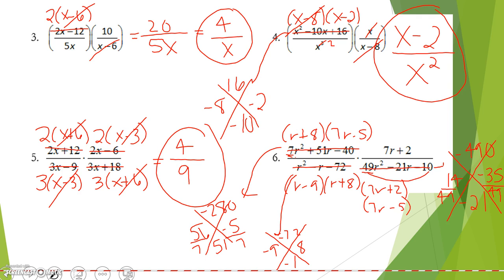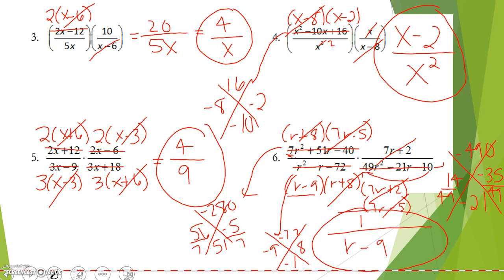You should notice things will start to being able to cancel, like this 7r plus 2 can cancel because they're on top of each other. These can cancel because one's on top, one's on bottom. These can cancel. So I am left with nothing up top. So if I'm left with nothing up top, what I talked about before is you put a 1. What I'm left on bottom is just this r minus 9. So that's my final answer.